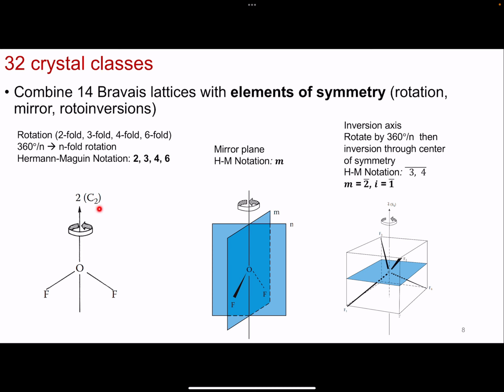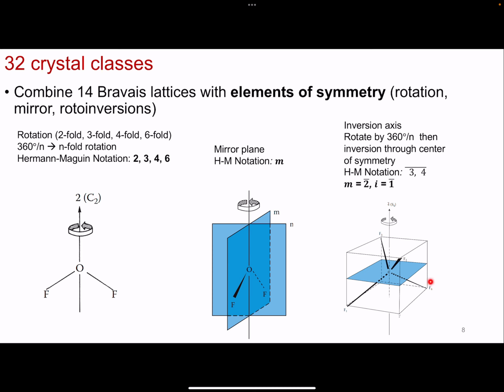Now, here's the Schoenflies notation, that's more common in chemistry. Once again, these are equivalent. Now, if we have a mirror plane in our molecule or in our periodic arrangement of atoms, then we denote that as m. In Schoenflies, that's sigma. And then we can also invert.